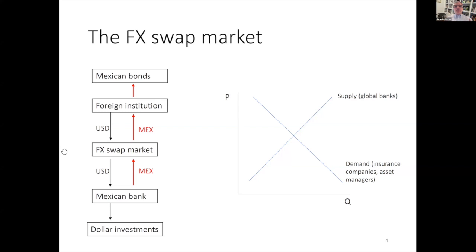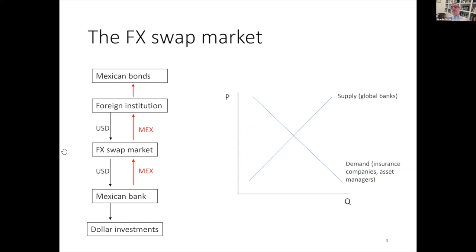So in Georgia's setting, especially in the case study, what we have is these foreign institutions. We don't know what those foreign institutions are, but we know that they want to buy Mexican bonds. And Georgia showed that very nice graph at the beginning, where you see the explosion of foreign investment in local bond markets. So to buy those bonds, they need Mexican pesos. So they go into the FX market and borrow the Mexican pesos. They probably need to hedge this, so they also buy a forward. So they go to the FX market and do this transaction, get the Mexican pesos, and invest them in Mexican bonds.